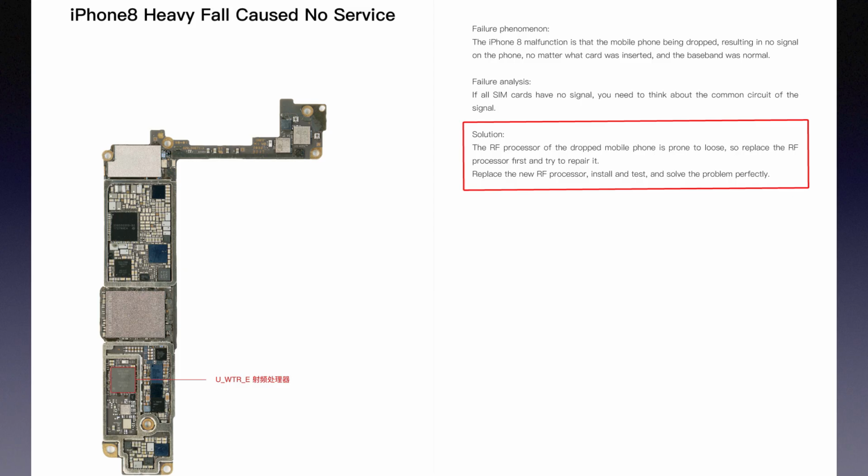Solution is, the RF processor of a dropped mobile phone is prone to loss. So replace the RF processor first and try to repair it. Replace the new RF processor, install and test, and solve the problem perfectly.